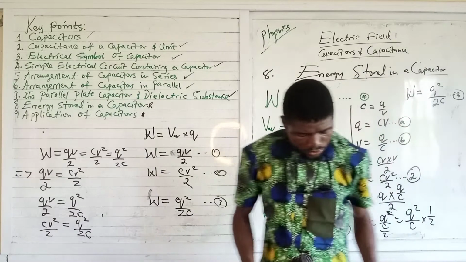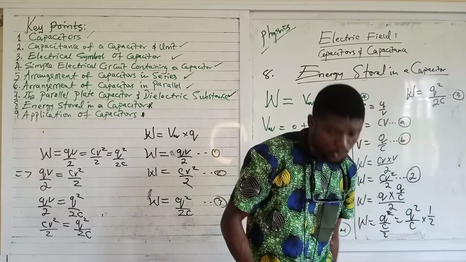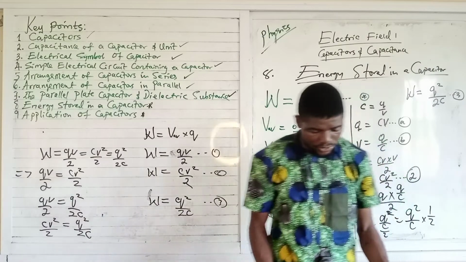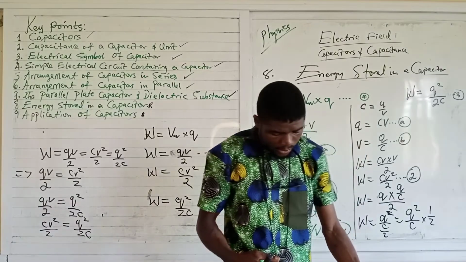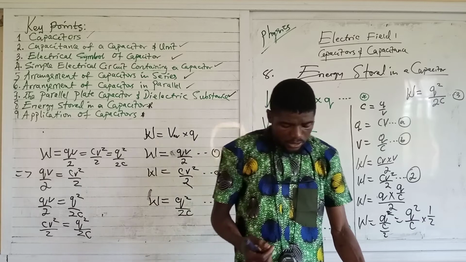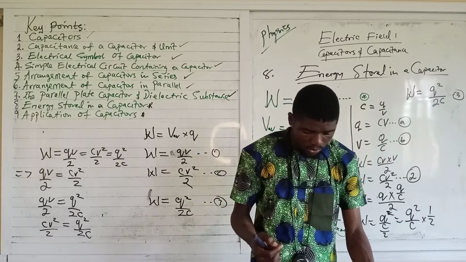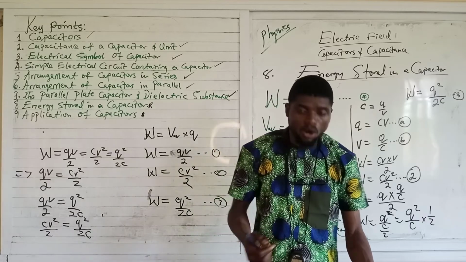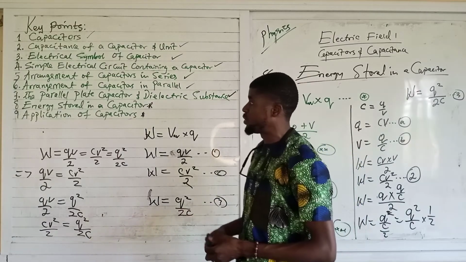Application of capacitors. They are used in radio circuits for tuning. Capacitors are used to filter AC harmonics. For the ignition system of motor vehicles. To eliminate the sparks when a circuit containing inductance is suddenly opened, e.g. in an induction coil. These are the practical applications of capacitors.